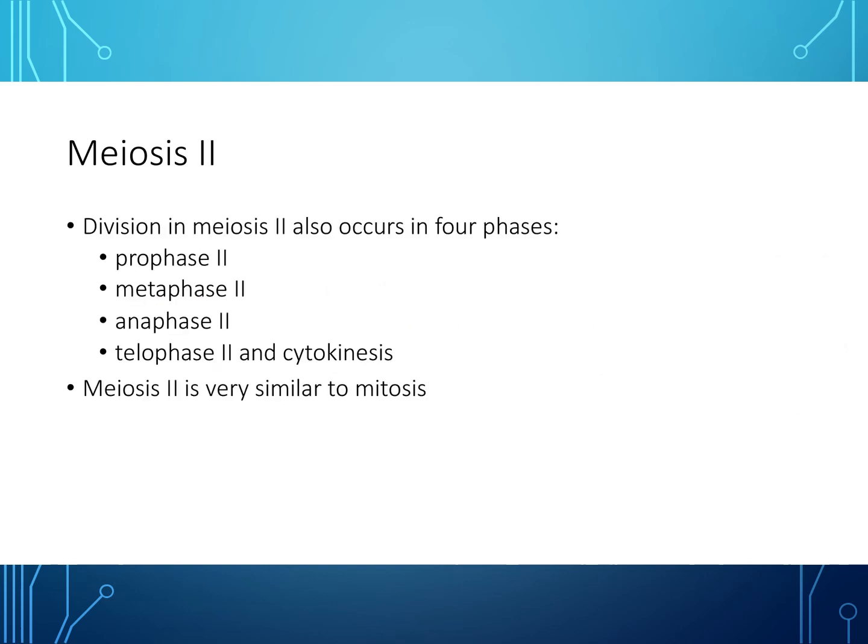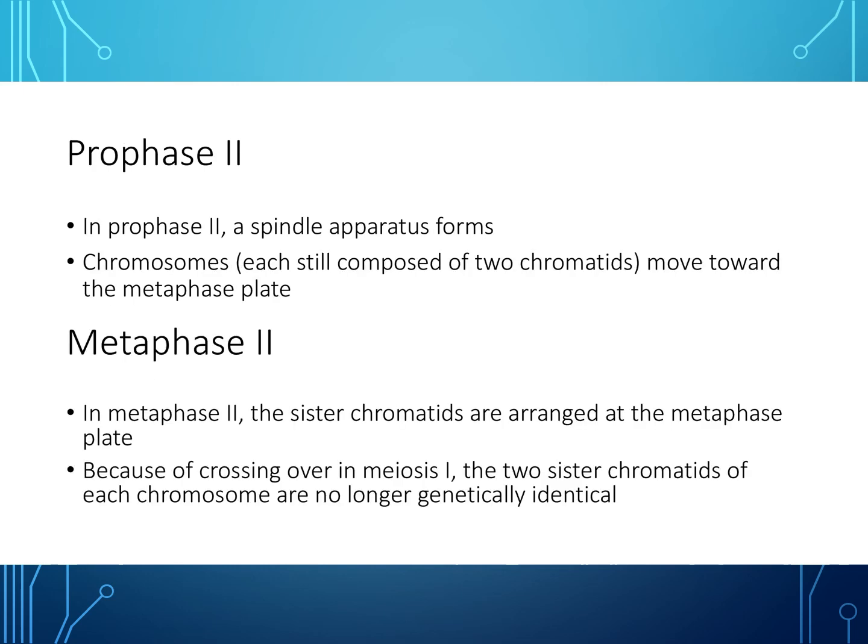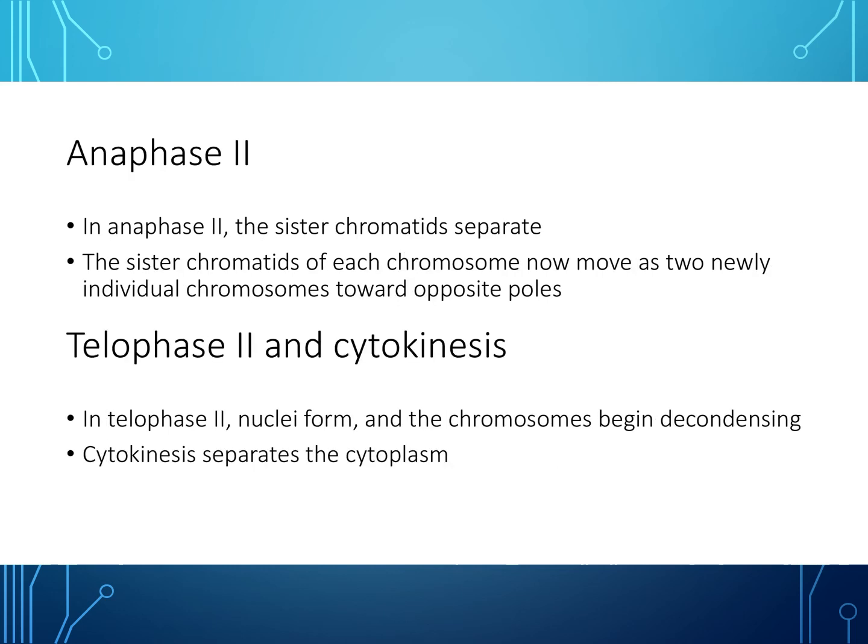Meiosis 2. Meiosis 2 involves prophase 2, metaphase 2, anaphase 2, telophase 2, and cytokinesis. Meiosis 2 is very similar to mitosis. So, in prophase 2, a spindle apparatus forms. Chromosomes, which are each still composed of 2 chromatids, move towards the metaphase plate. In metaphase 2, the sister chromatids are arranged at the metaphase plate. Due to the crossing over in meiosis 1, the 2 sister chromatids of each chromosome are no longer genetically identical. In anaphase 2, the sister chromatids separate. The sister chromatids of each chromosome now move as 2 newly individual chromosomes towards opposite poles. In telophase 2, nuclei form and the chromosomes begin decondensing. Cytokinesis separates the cytoplasm.